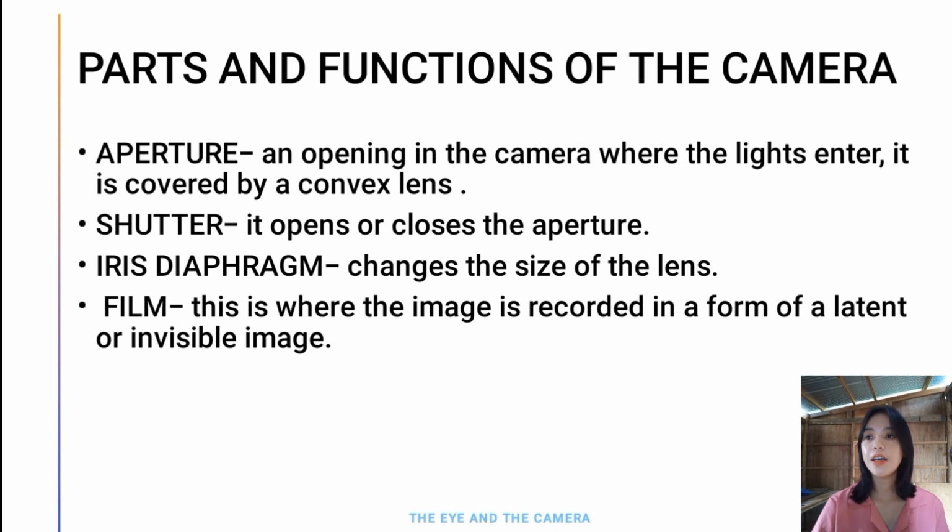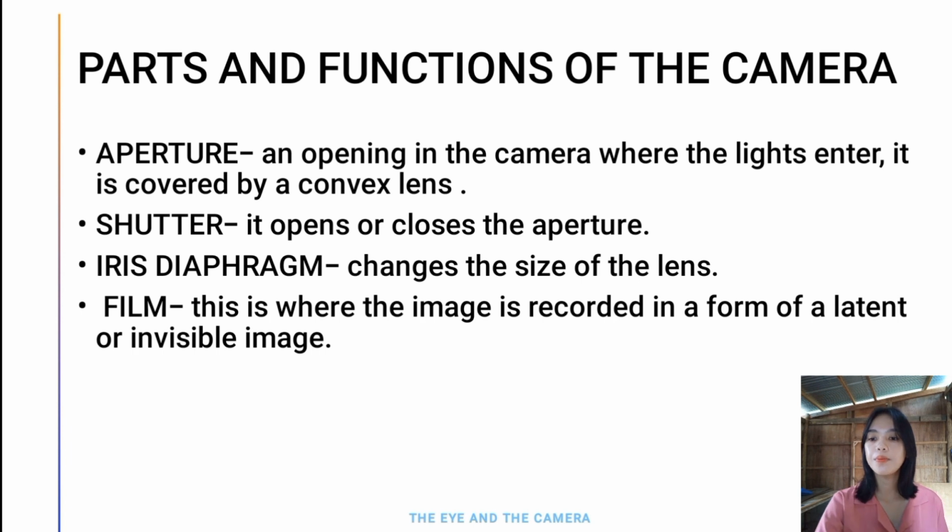Next is the shutter. When we say shutter, it opens or closes the aperture, where a fast shutter speed freezes motion and is useful for capturing fast-moving subjects, such as sports or wildlife photography. On the other hand, a slow shutter speed allows for longer exposure times, which can be used to create motion blur or capture low light scenes. That is the shutter.